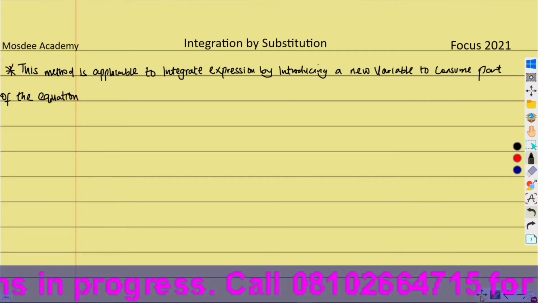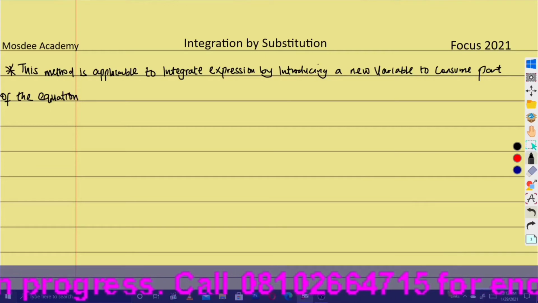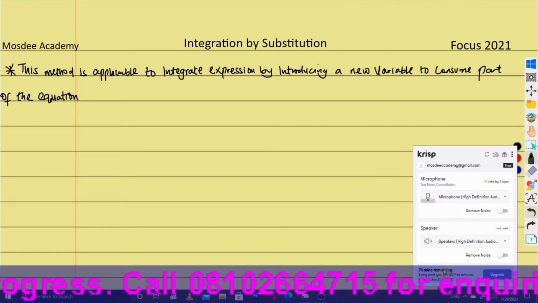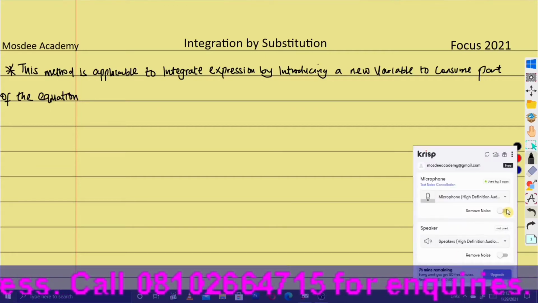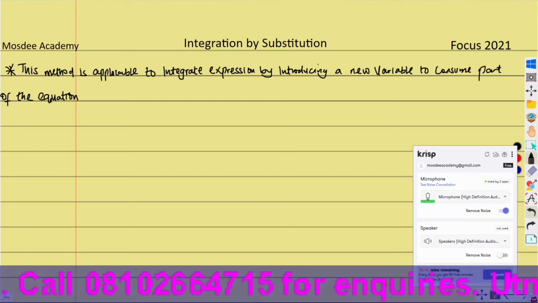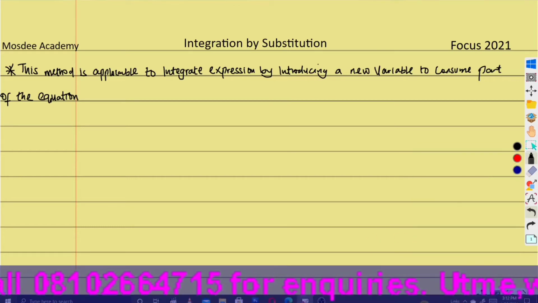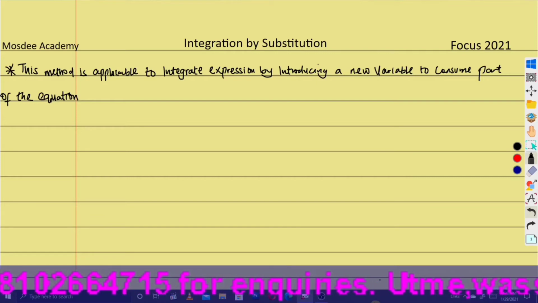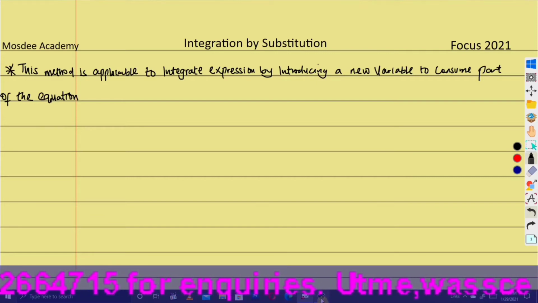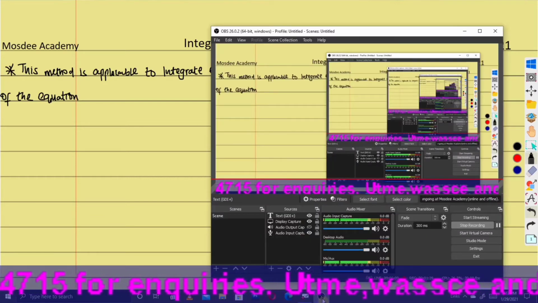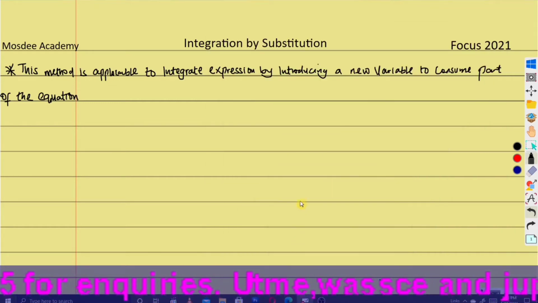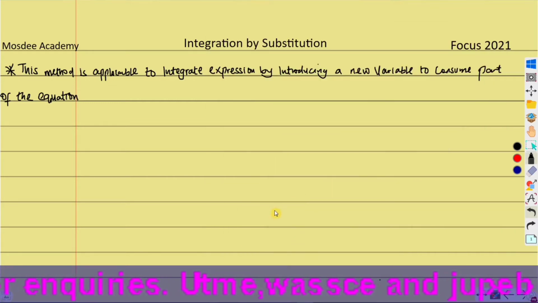What I'm trying to say here is that whenever you are talking about integration by substitution, students should always keep in mind that you are dealing with a situation whereby you are going to bring in a new variable to make sure you cancel out parts, or that we consume part of the variable. As already discussed, you can take some examples to understand what we are talking about.